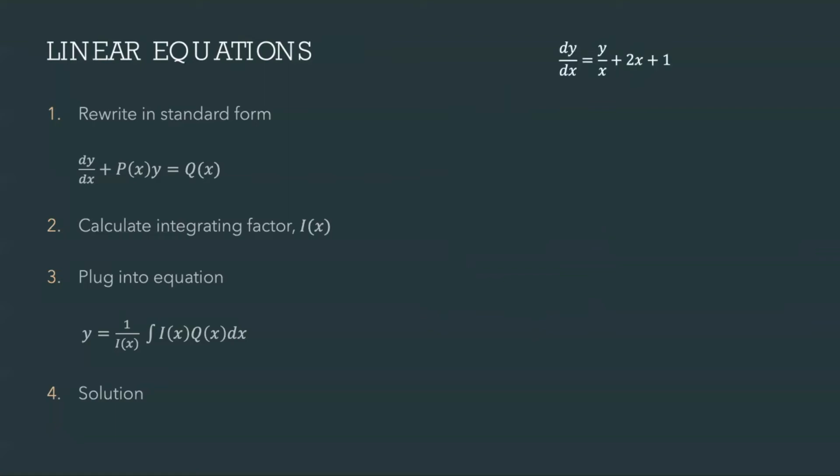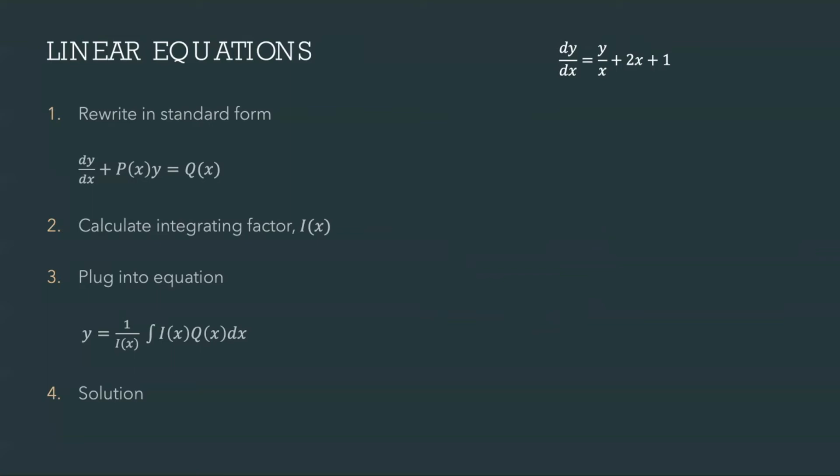Let's take a look at this example. I have chosen the equation dy over dx is equal to y over x plus 2x plus 1. As you can see, this isn't separable since there is addition of 2x and we cannot separate the y from it. So we would have to look at linear equations, and this is first order since dy over dx is the first derivative.